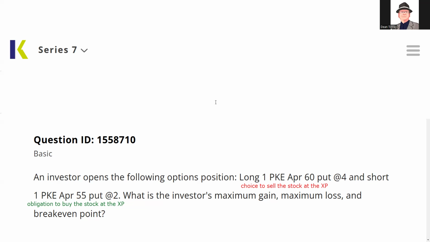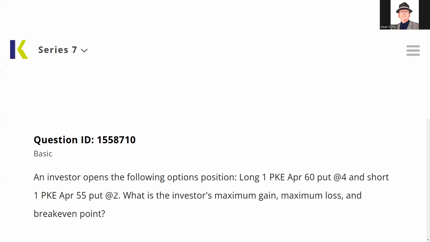All right, here we go. QID 1558710. An investor opens the following position. All right, so let's just boom, boom, boom. Long 1 PKE April 60 put at 4, and short 1 PKE April 55 put at 2. What is the investor's max gain, max loss, and break even?